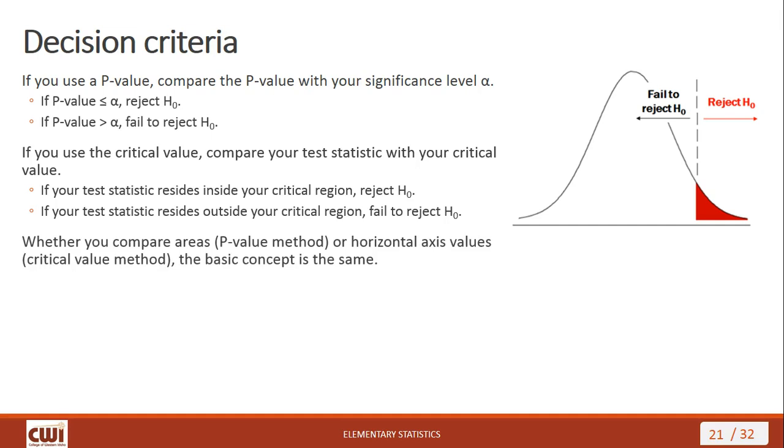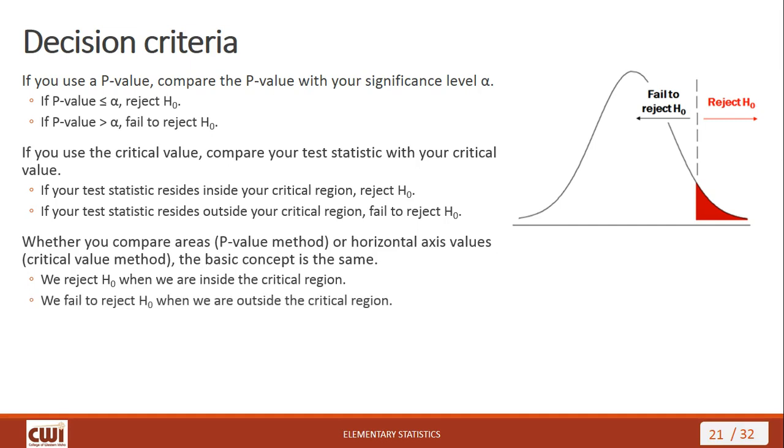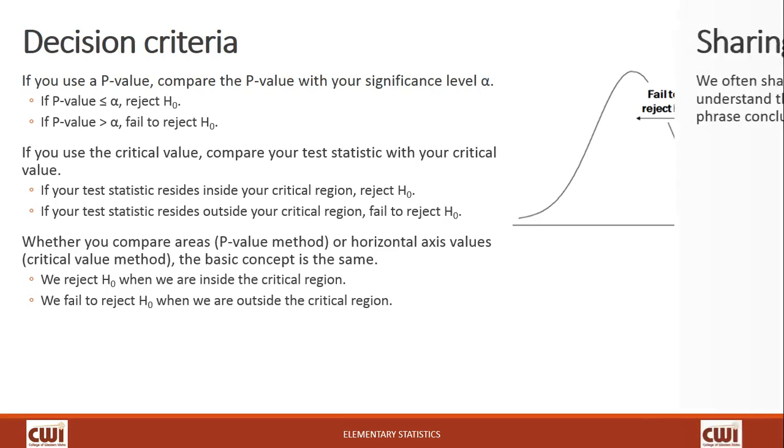So it's the same basic concept. You just have to remember to compare like with like. The p-value method is where you're comparing areas. The critical value method is where you're comparing horizontal axis values. We're going to reject H0 when we're inside the critical region. We're going to fail to reject H0 when we're outside the critical region.